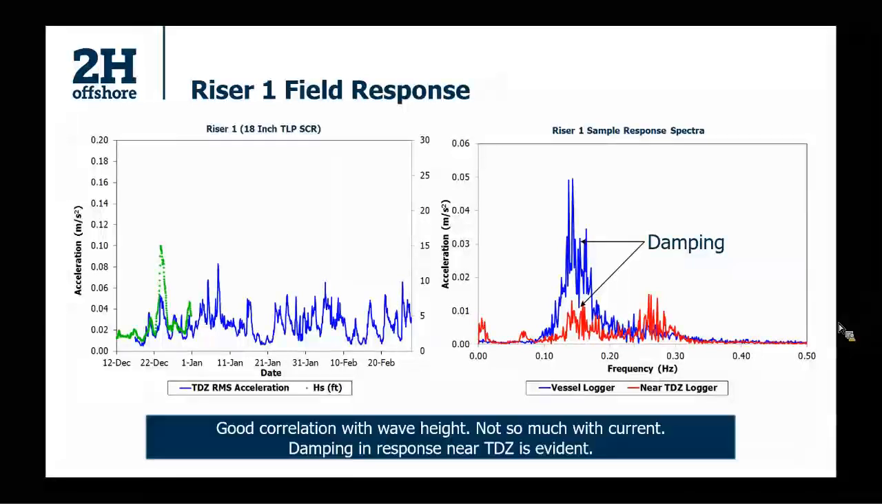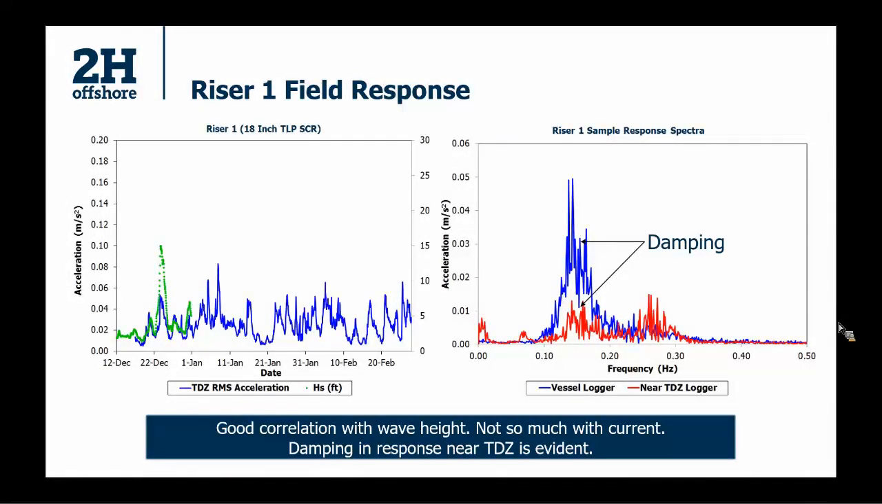So riser 1 field response. On the left, you can see a timeline of the RMS acceleration from one of the touchdown zone loggers. And you can see embedded on it is the Hs, the wave height, the scale for which is on the right side in feet. And the wave height, as I said, was not available for a lot of the data. But for whatever it was available, you can see that there is a good correlation. And that is something that we have seen for all risers.